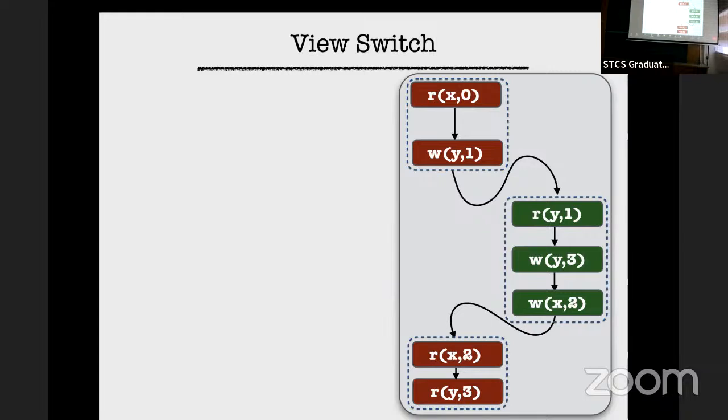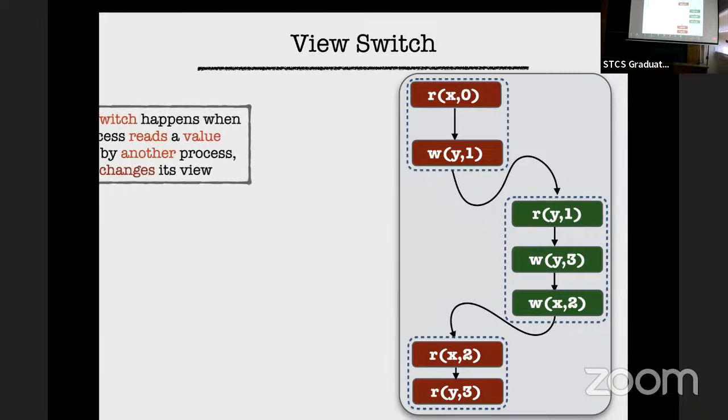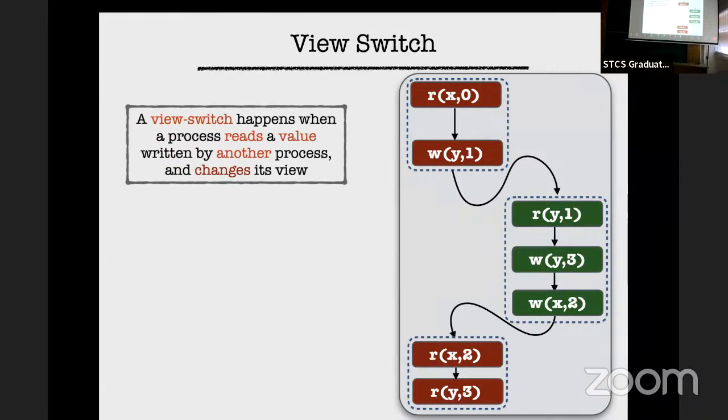Of course, good or not, we have to see depending on the benchmarks. But perhaps it's a good under approximation. So if I look at this sample run, let us decide what is a view switch and what is not a view switch. A view switch happens when a process reads a value written by another process and changes its view. Notice that when I read what I wrote myself, it does not really change the view, because I've written it, my view is already updated. But when I read somebody else's write and update my view, that is a real view switch.